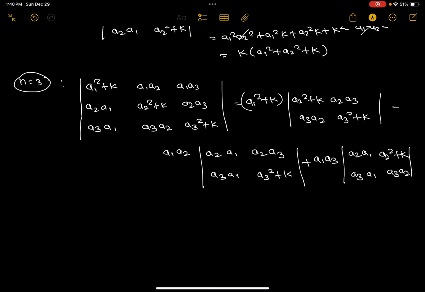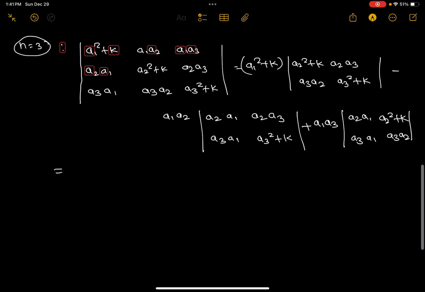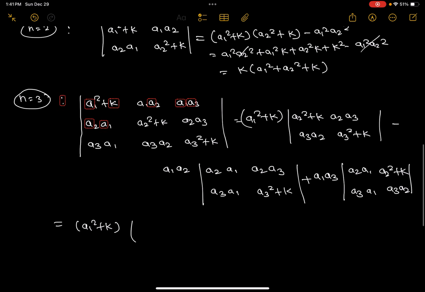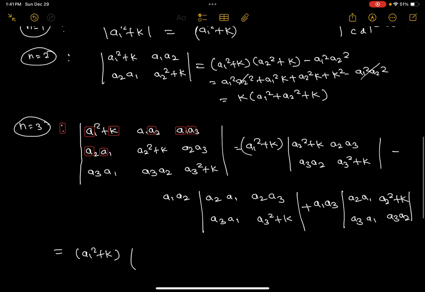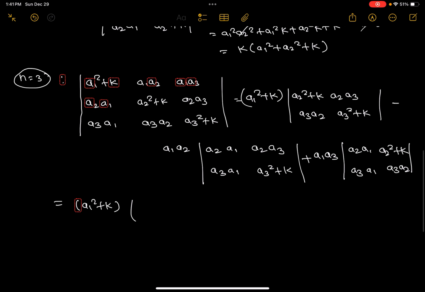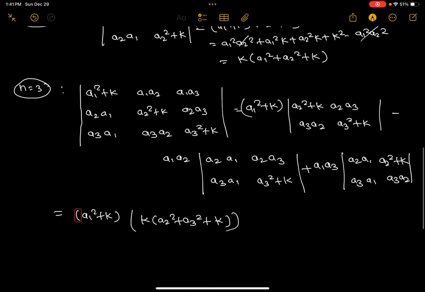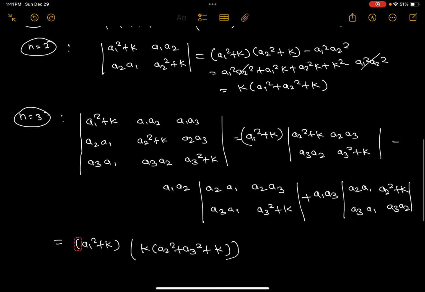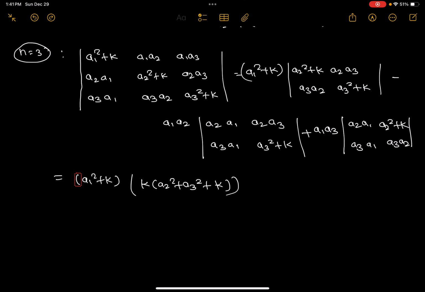So this determinant, right? Now let's try to expand. So it's A1 square plus K. And now notice that we have already found the determinant of this matrix in the 2 by 2 case, right? It's just that 1 and 2 are replaced now by 2 and 3. So we know the determinant, which is K times A2 square plus A3 square plus K. So I'm just using this result that we found in the 2 by 2 case. Seems like there's already some sort of induction.